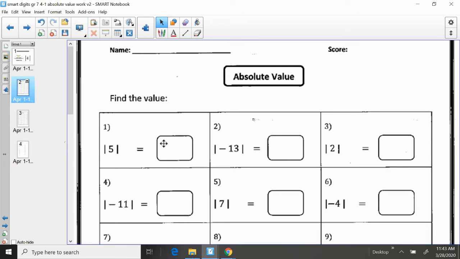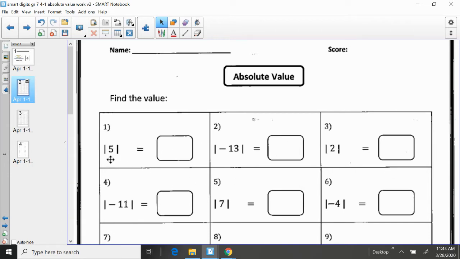Absolute value of 5, absolute value of 13, absolute value of 2, absolute value of negative 11, absolute value of 7, absolute value of negative 4. Did you scream it? I hope so, because that would be super cool. But in all seriousness, let's go over these first 6 problems.